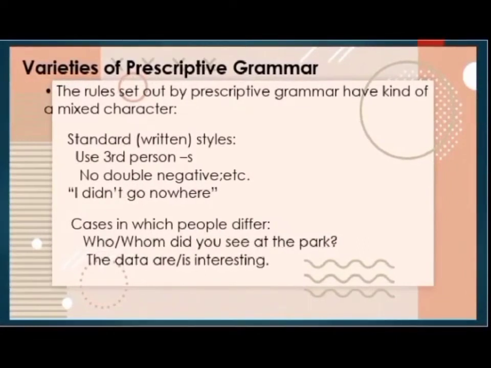Varieties of prescriptive grammar. The rules set out by prescriptive grammar have a kind of mixed character. First, standard or written styles: use third person s, no double negative, etc. Sample: I didn't go nowhere. Second, cases in which people differ. Who or whom did you say at the park? And the data are or is interesting.